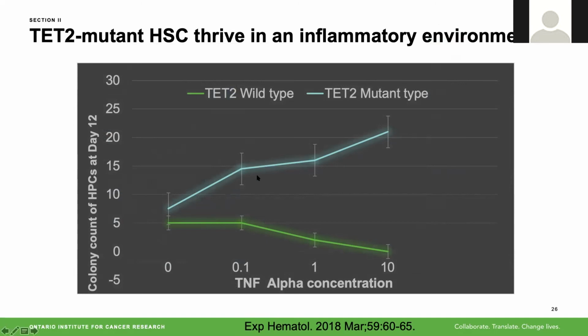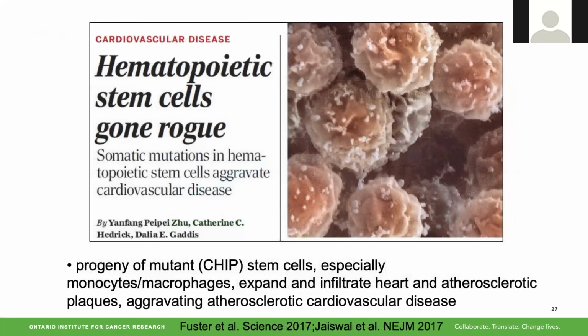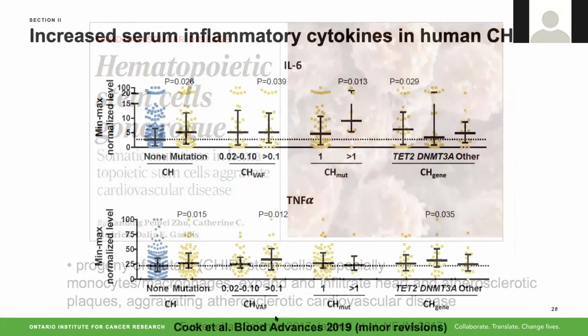Paradoxically, the TET2-mutant cells are able to thrive and expand in an inflammatory environment. So there's an advantage to these cells to creating an inflammatory environment. And this is the punchline of two high-profile Science and New England Journal papers, stem cells going rogue. So what happens with the heart disease connection is that these mutant stem cells, their mutant progeny, monocytes and macrophages, also carry the mutation. They infiltrate heart plaques, cause inflammation, and aggravate atherosclerotic cardiovascular disease.